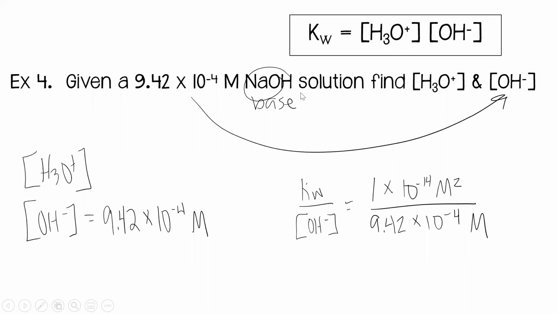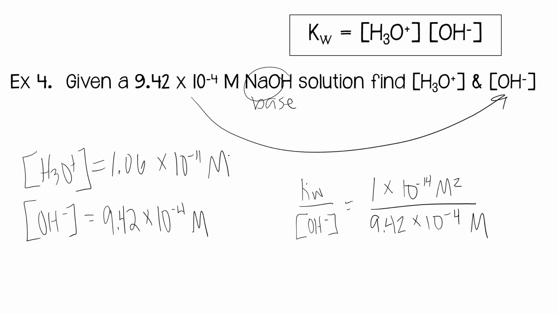So hopefully you've tried this. NaOH is our base, sodium hydroxide again. So this molarity concentration is equivalent to the OH minus, which I've written here. To find the hydronium ion concentration, I take Kw's constant value divided by my OH concentration. Don't forget units. And I get that my hydronium ion concentration is about 1.06 times 10 to the negative 11.